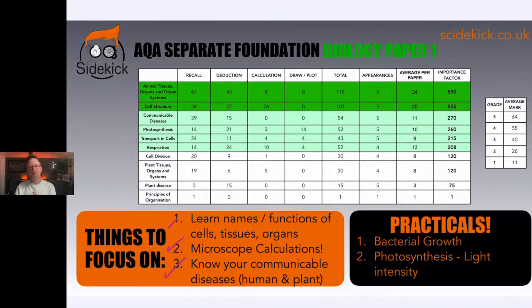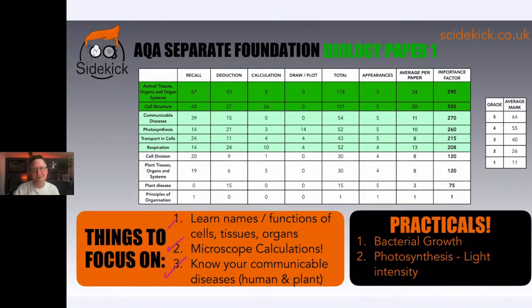So those are the top topics I'd recommend for biology paper 1. For the practicals, bacterial growth. This is where you get your Petri dishes and you have the circles of paper with different antibiotics in, and you have to measure the size of the circles and so on and so forth. That's a very, very common practical. So make sure you're familiar with that one.